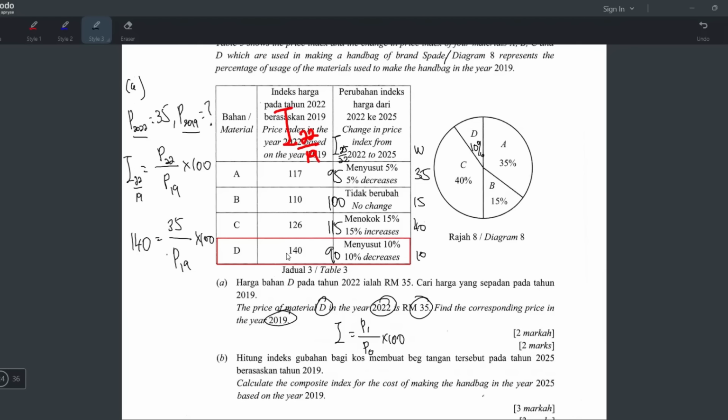Okay, what if the soalan never mention A, B, C or D? They never mention which material. Okay, then you take the composite index. In case they never mention any A, B, C or D, never mention anything here, then you take the composite index.